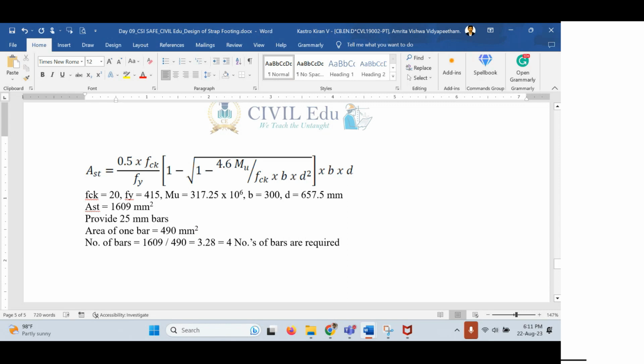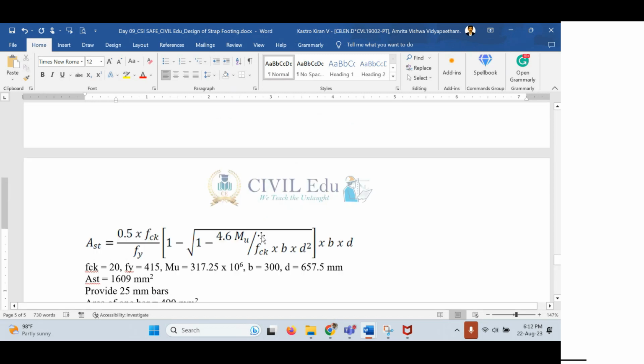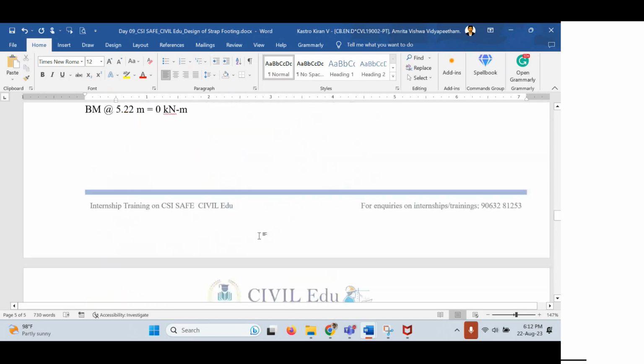This is how we can decide the number of bars required for a section. So therefore, provide 4 bars of 25 mm in the beam. Right. So this is how we can design the beam. Similarly, we have to design the reinforcement under column 2 and column 1. Why under column 2 and column 1?